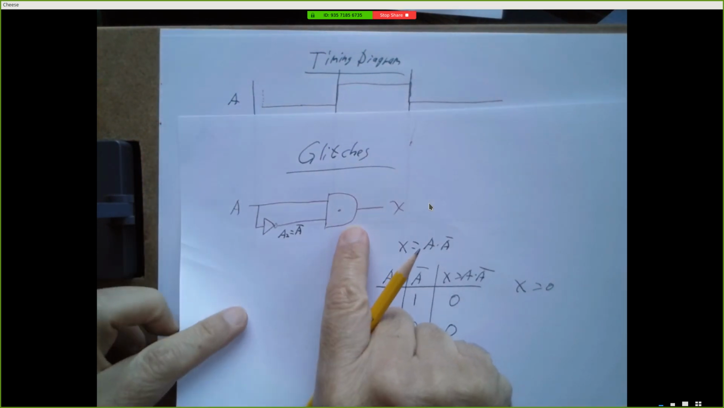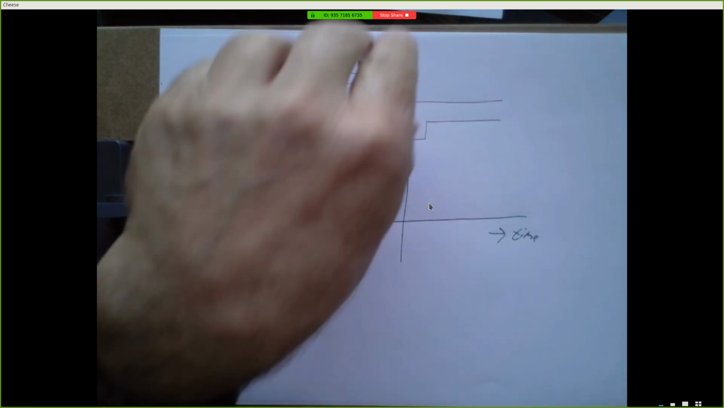All right, well, what is X? X is the AND of A and A2.